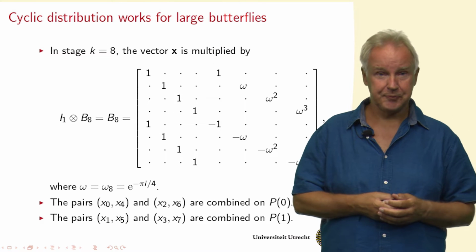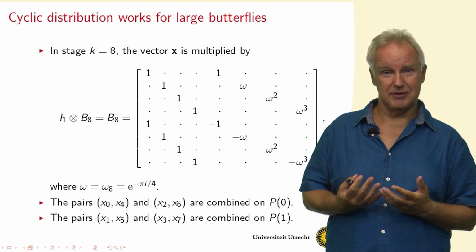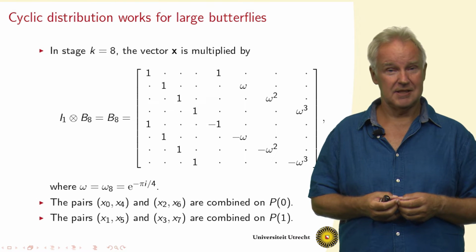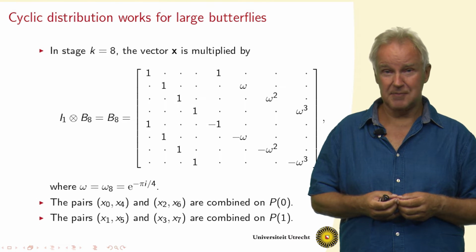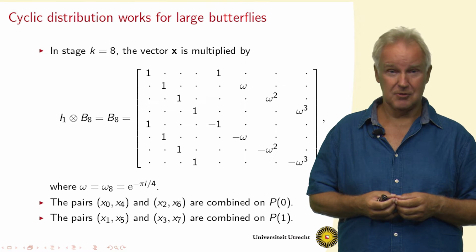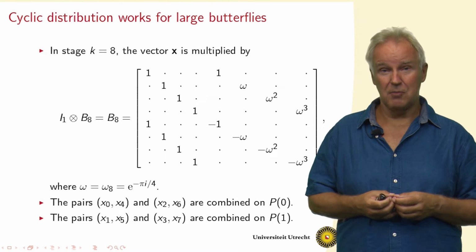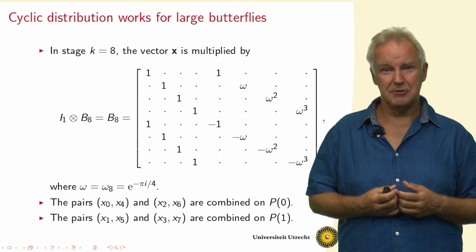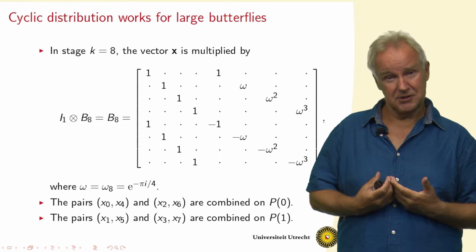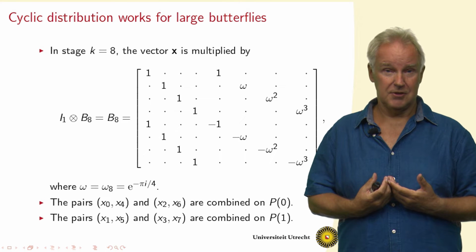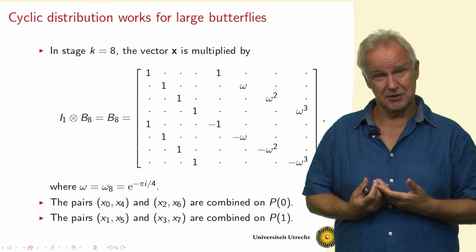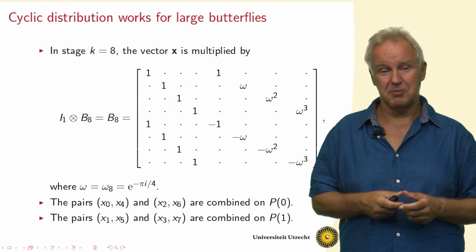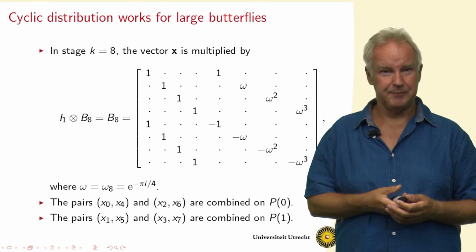On the other hand, if we perform the last butterfly stage, then we have 1 copy of B8, and here you recognize the identity matrix in the left upper corner, also in the lower corner, and the omega matrix on the right, and also minus omega. And there you see that the distance of the elements to be combined is exactly 4. So there, for example, x0 and x4 are being combined on processor 0, and this is a local operation. So the cyclic distribution works here.